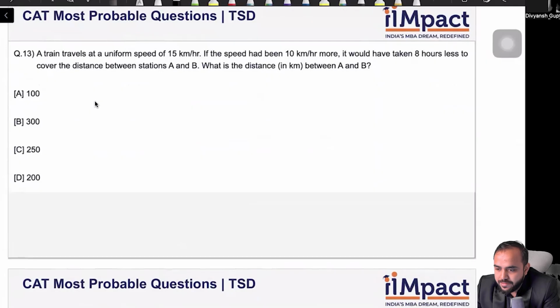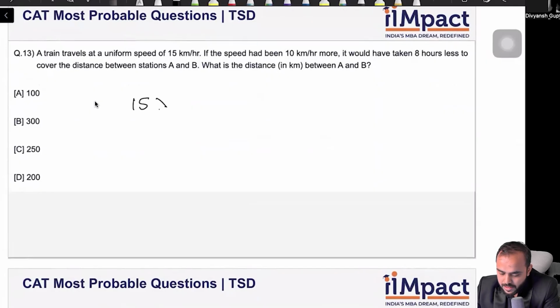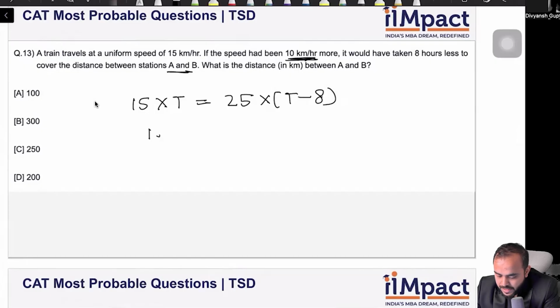Moving on, a train travels at a uniform speed of 15 kilometer per hour. So 15 kilometer per hour into some time period is going to be the distance between A and B, which is given to us to be same as if the speed was 10 kilometers more, that is 25, into time would have been 8 hours lesser. So these two quantities are the same, which means if I cancel this, I'll get 10t is equal to 200, or t is equal to 20 hours. T is the time period.